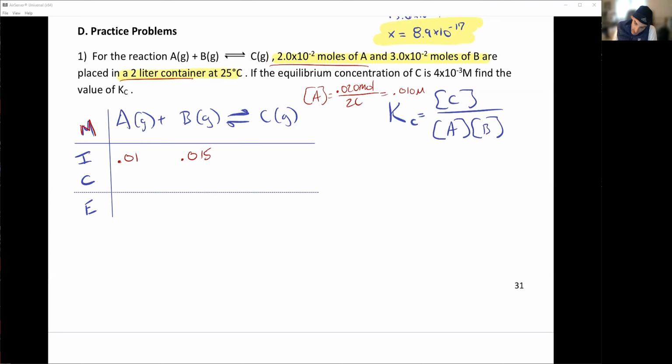Okay, placed in a container. And if the equilibrium concentration of C is 4 times 10 to the -3 molar, so notice this one does come in molarity, weirdly enough. So this one is 0.004 molar. Let's solve for Kc. So again, we have to think about what these values need to be. I know that we have 0 initial C, right? And because it's a 1-to-1 ratio, we can assume that we are gaining 0.004 C. We are also losing 0.004 B and minus 0.004 A.